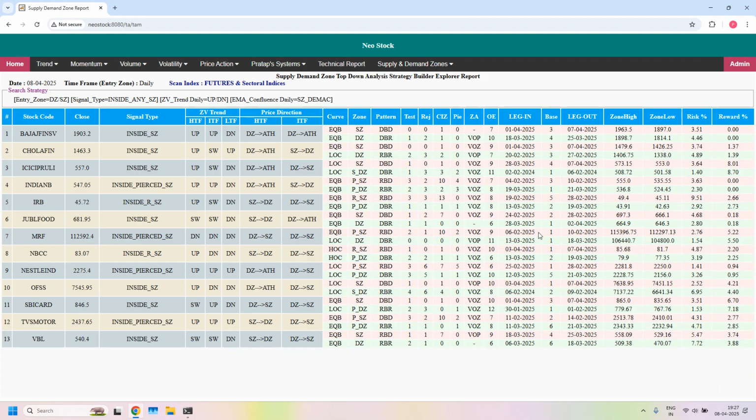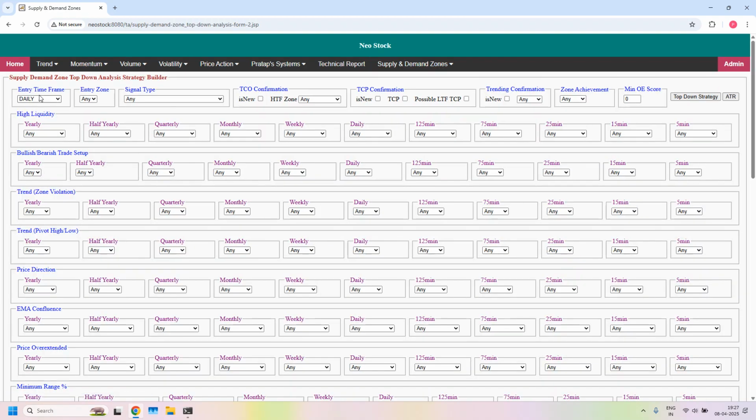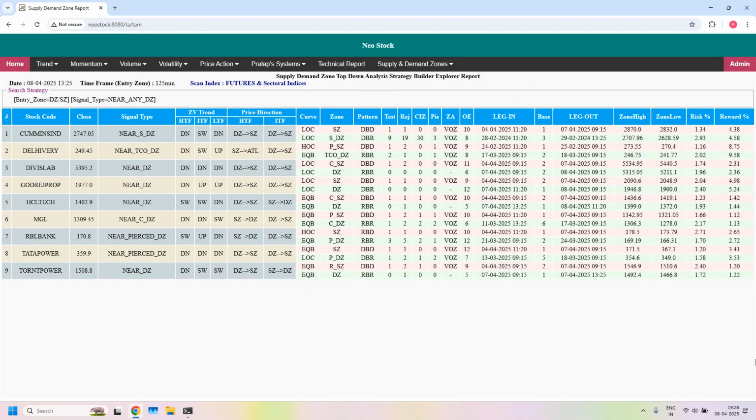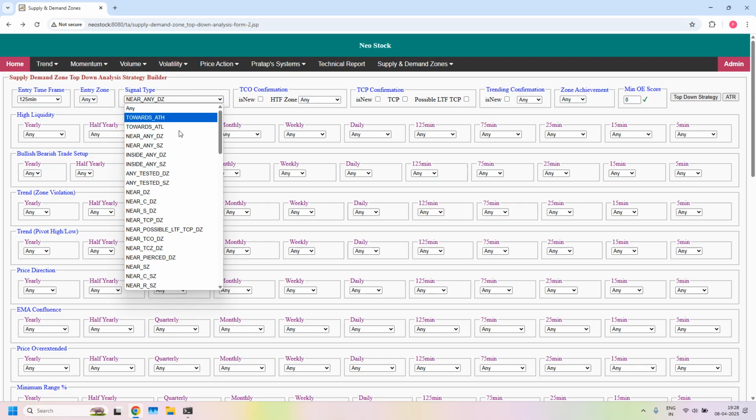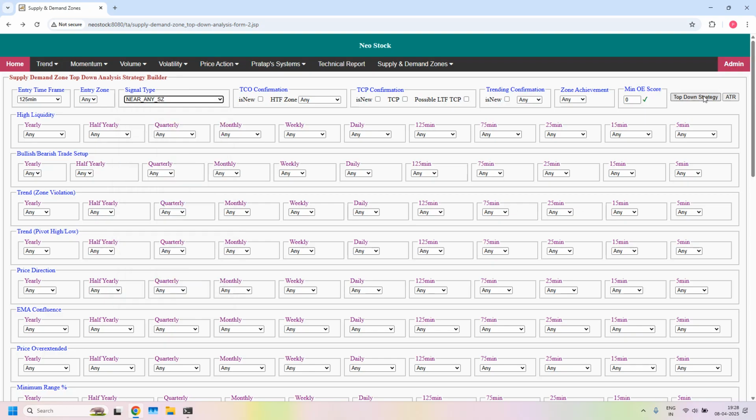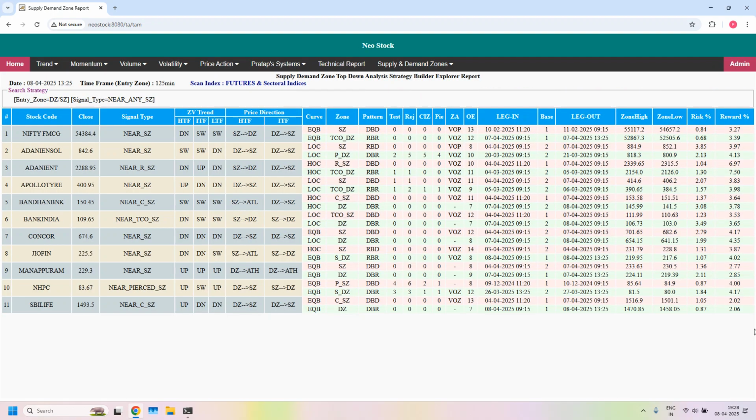The next time frame is 125 minutes. Stocks near 125 minutes demand zone. We got 9 stocks. Next, stocks near 125 minute supply zone, we got 11 stocks.